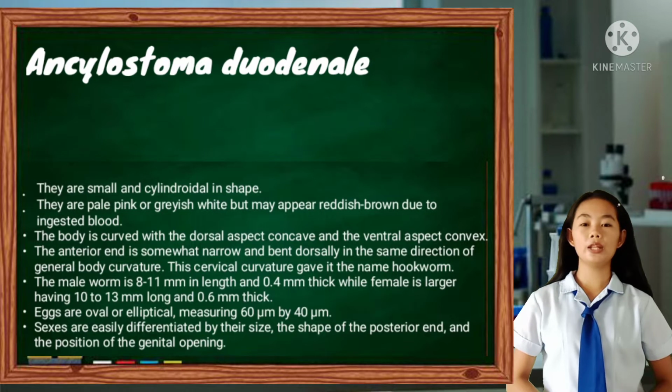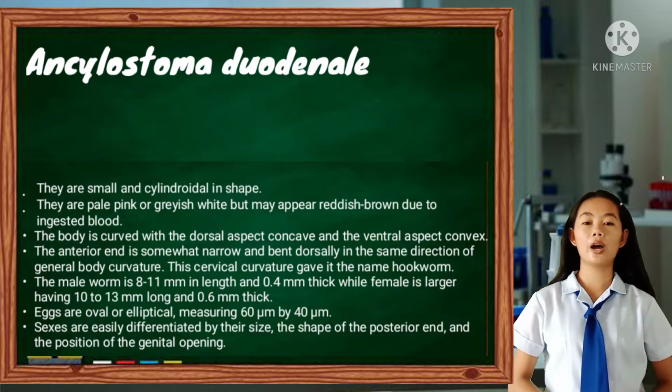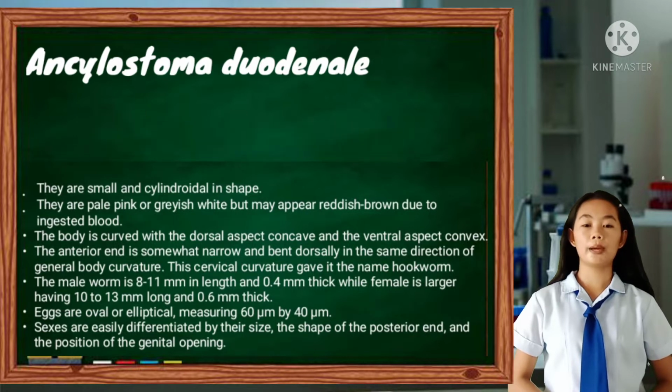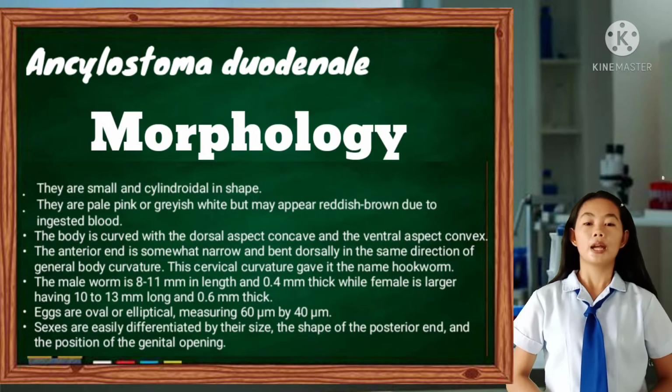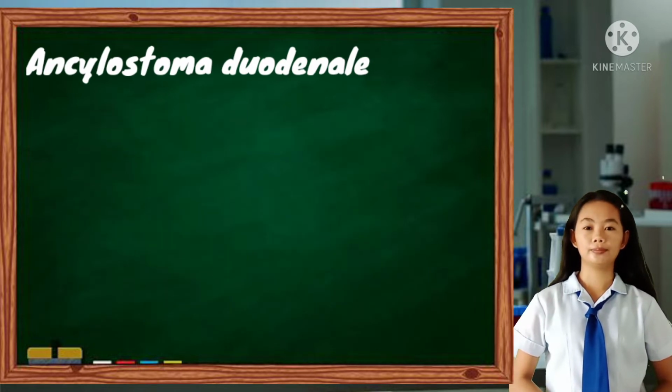The male worm is 8 to 11 mm in length and 0.4 mm thick, while the female is larger, having 10 to 13 mm long and 0.6 mm thick. Eggs are oval or elliptical, measuring 60 micrometers by 40 micrometers. Sexes are easily differentiated by their size, the shape of the posterior end, and the position of the genital opening.